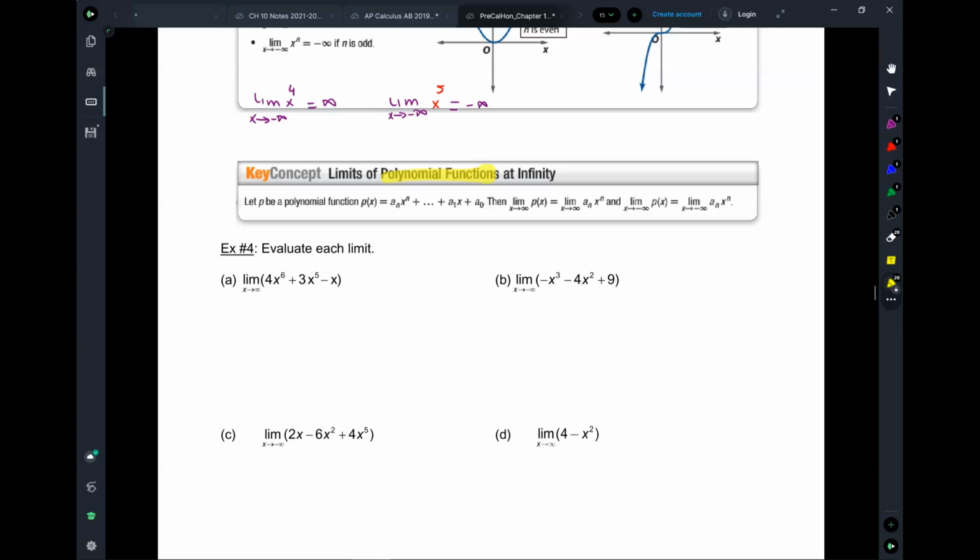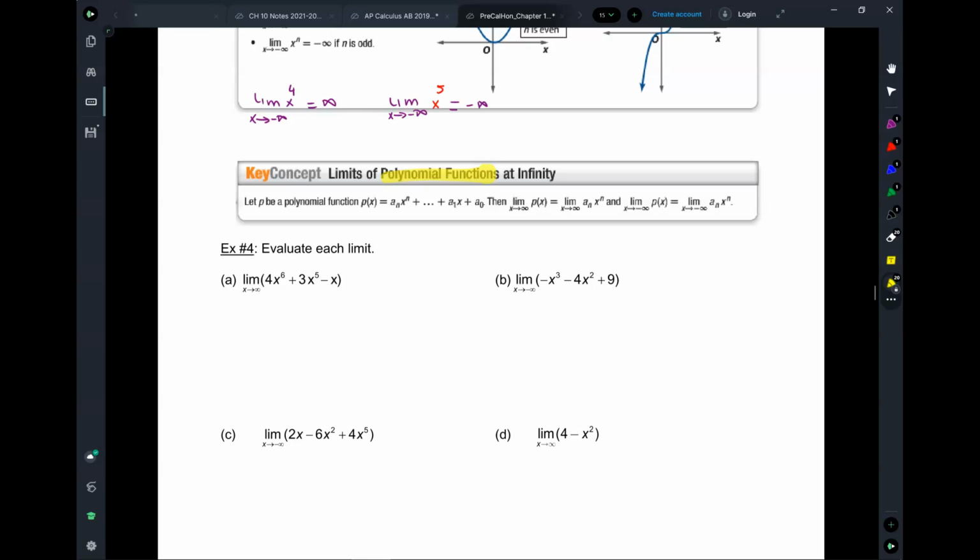Now, when you talk about polynomial functions, take a look at this polynomial function here. You have 4x to the 6, 3x to the 5, and so on. We've done this before, right? If, let's say, x is 1,000,000,000, then 1,000,000,000 to the 6, that's how many zeros? 9 times 6, that many zeros. 1,000,000,000 to the 5 is only 45 zeros. So it's quite different.